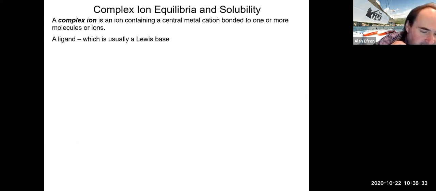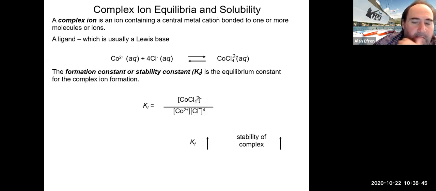All right, so the next thing we're going to talk about is another aspect of equilibrium, and it involves complex ions. So complex ions are basically a metal, a lot of times like a transition metal, that's attached to one or more molecules or ions. These molecules or ions are what are referred to as being ligands. Ligands are what are known as Lewis bases. So we talked about Lewis bases in the last chapter. Lewis bases are things that will donate a pair of electrons.